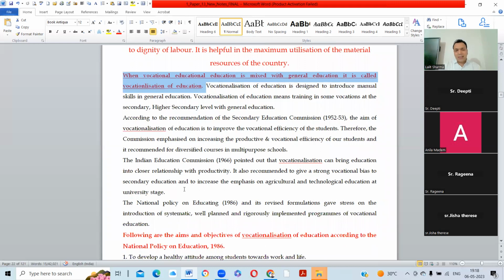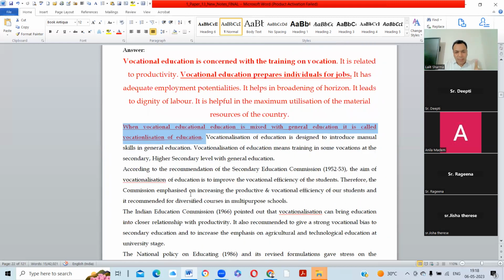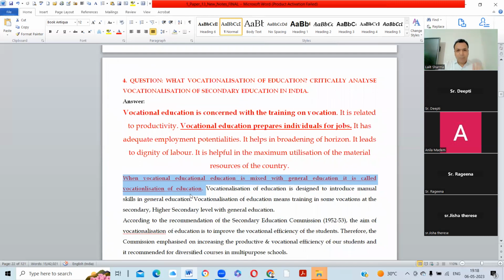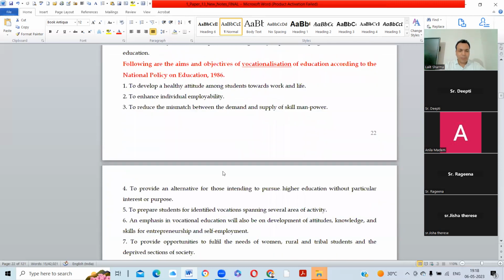The main thing is that this is part of your learning, right? So I have made this answer in a very effective way. Critically analyze the vocationalization of secondary education in India. It means first you have to talk about the vocationalization of education, making the heading. Second, a critical analysis of the vocationalization of secondary education, where you can talk about the positive effects and negative effects, everything, but you have to analyze critically. Okay, you can see the heading.